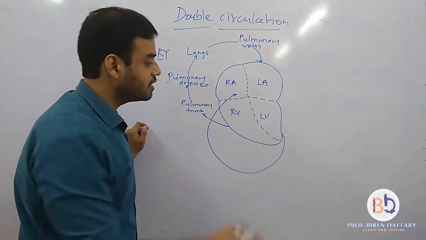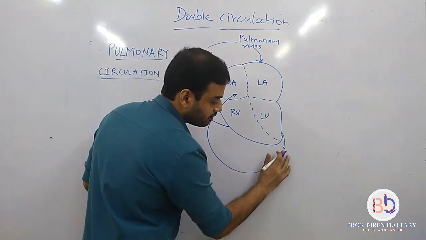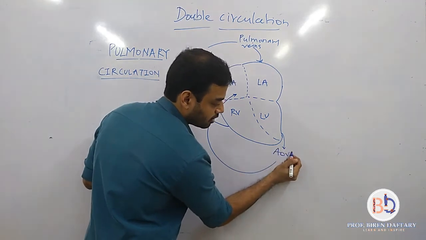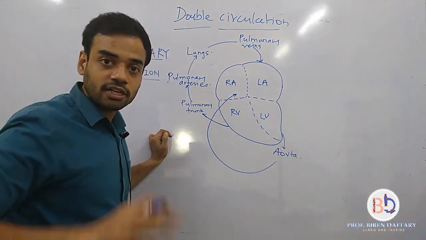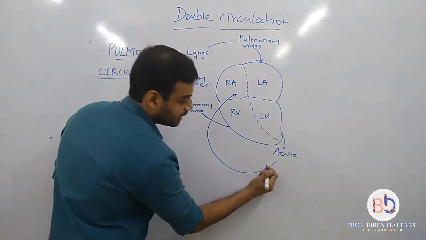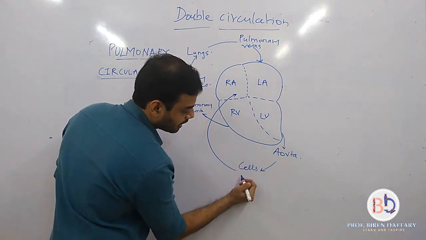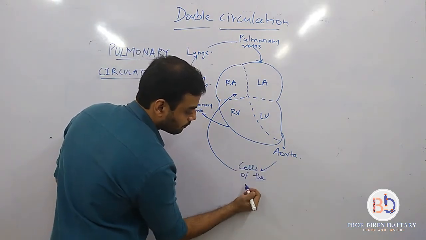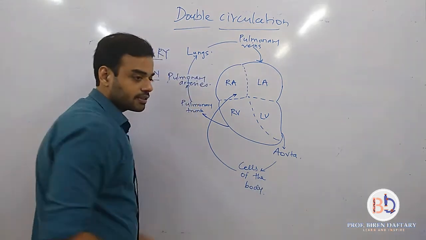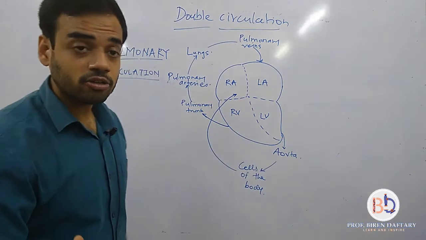Now what will you write? So from left ventricle, the blood enters which vessel? It enters the aorta. Now you know that, correct? Aorta is the biggest artery in the body. Then from the aorta, it will go into all the cells of the body. So I will write down cells of the body. Then cells of the body will take oxygen, give out carbon dioxide.